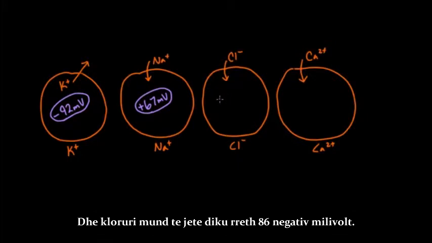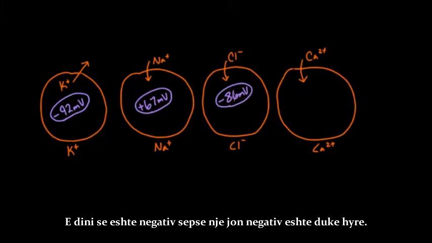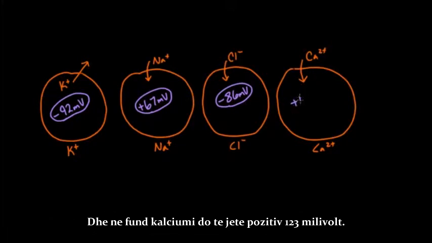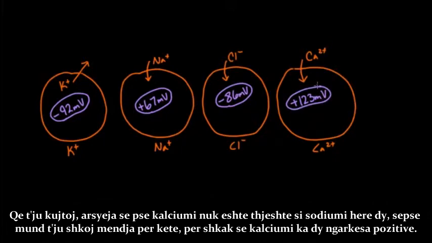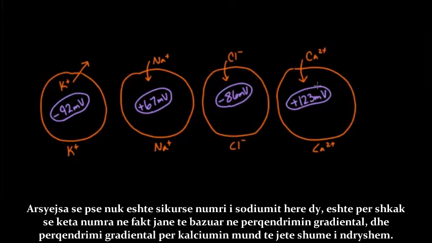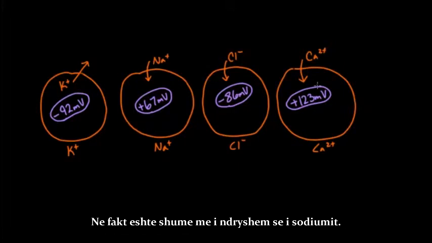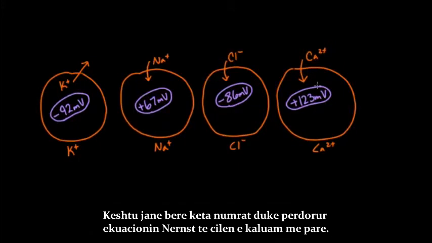And chloride would be somewhere around, let's say, negative 86 millivolts. And you know it's negative because a negative ion is entering. And finally, calcium is going to be positive 123 millivolts. And just to remind us, the reason that calcium isn't simply sodium times 2, because you might think that, because calcium has 2 positive charges, the reason it's not just sodium's number times 2 is that these numbers are actually based on concentration gradients, and the concentration gradient for calcium might be very different. In fact, it is very different than it is for sodium. So that's how these numbers are made, using that Nernst equation that we went over previously.